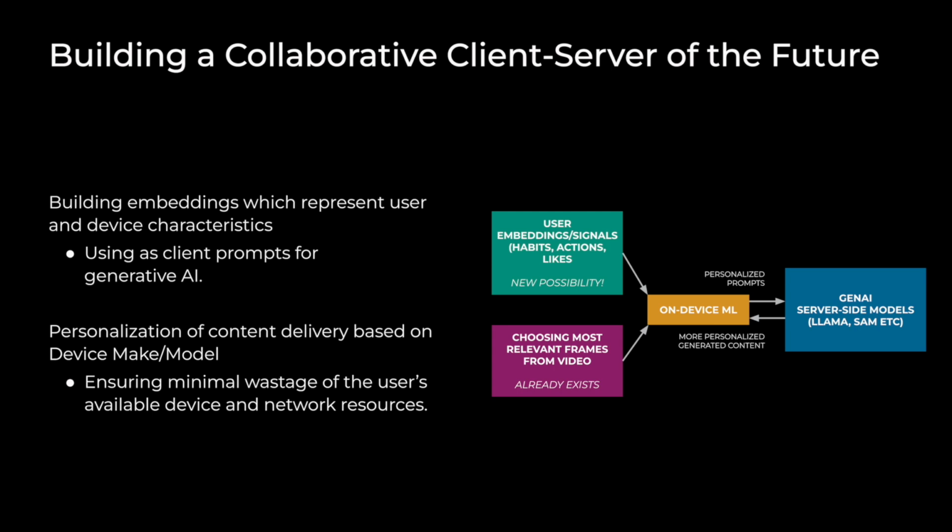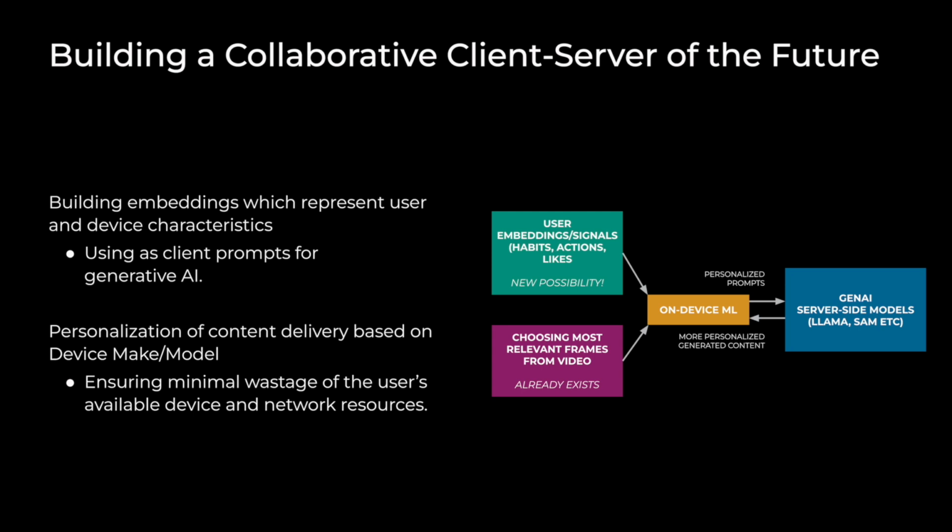We dream about the future of personalized video powered by seamless client-server signal sharing. Instead of simple signal sharing, we can leverage on-device machine learning to build embeddings which represent user and device characteristics at that moment. For example, your recent device state like battery level, memory availability, and network condition can be represented by embeddings as a richer signal for server-side recommendation models to deliver the most relevant content that you can enjoy.